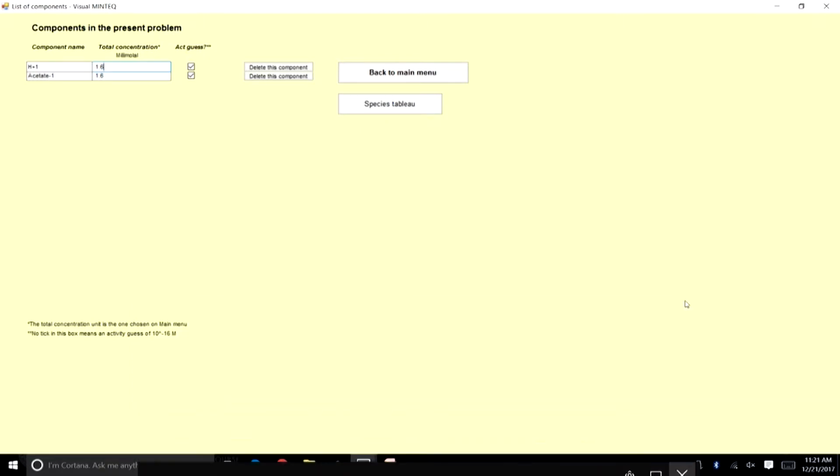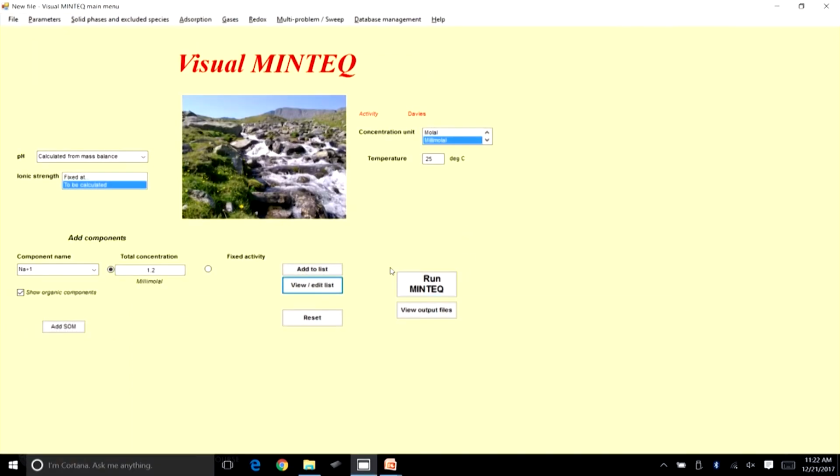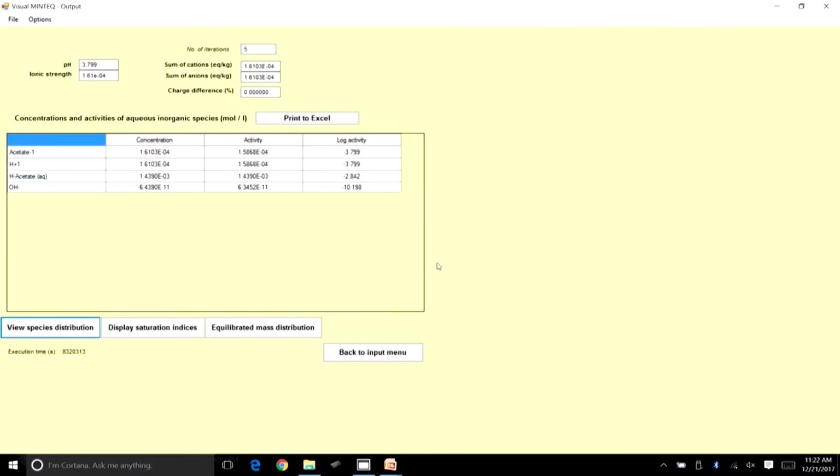So going back to the main menu, I am going to run the MINTEQ, and I have a pH of only 3.7 or 3.8. Again, what are we trying to do here? I am trying to use VMINTEQ by trial and error to calculate my pH. So I want to estimate by trial and error how much HAC I should dump initially to go to a value of pH 3.